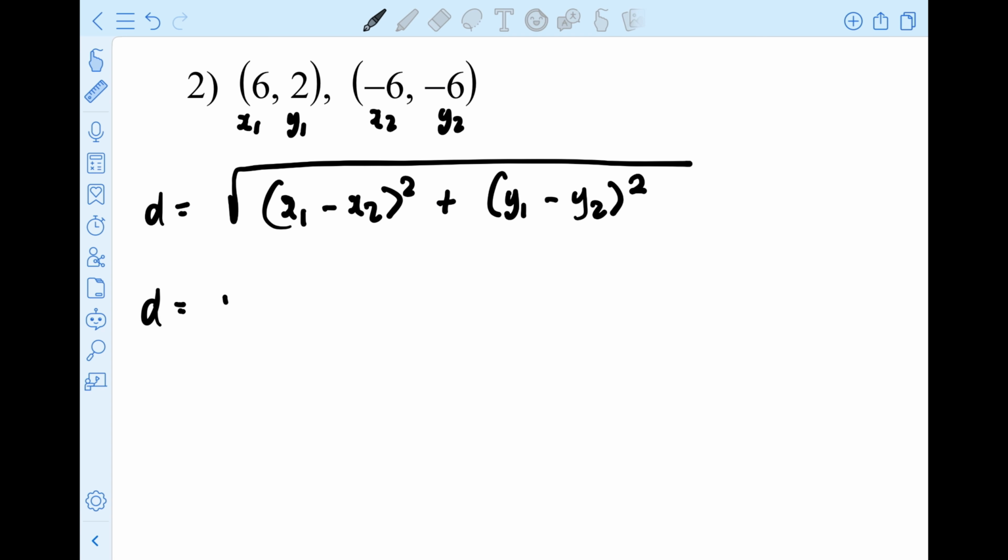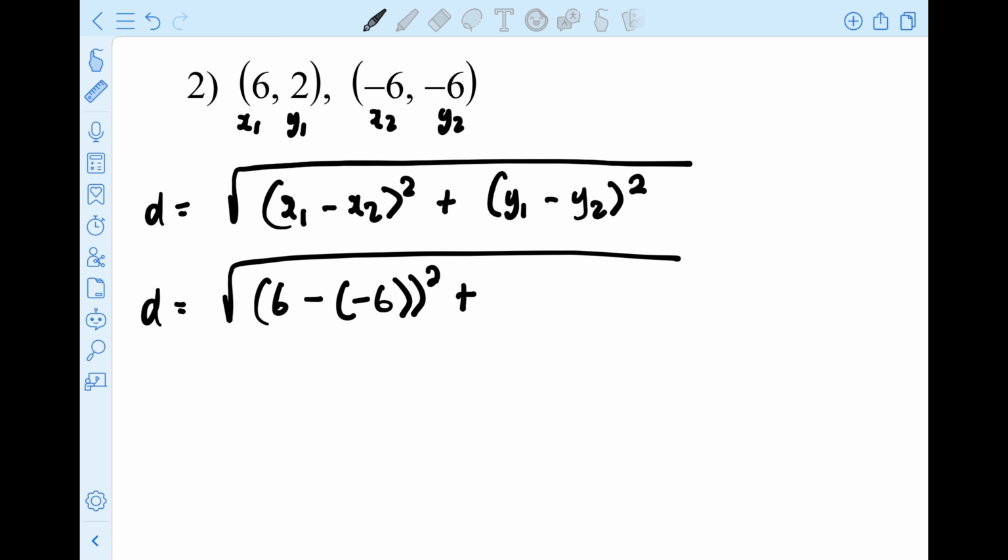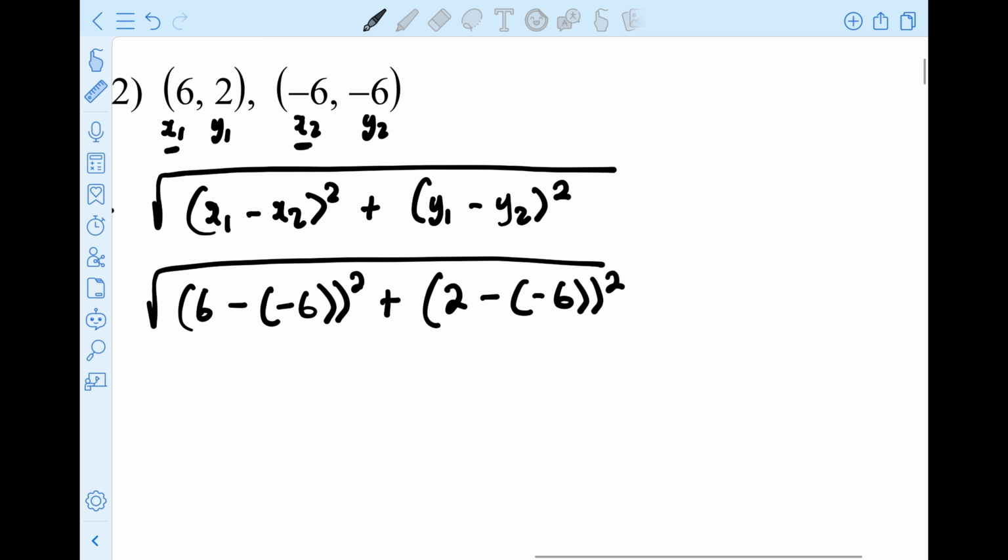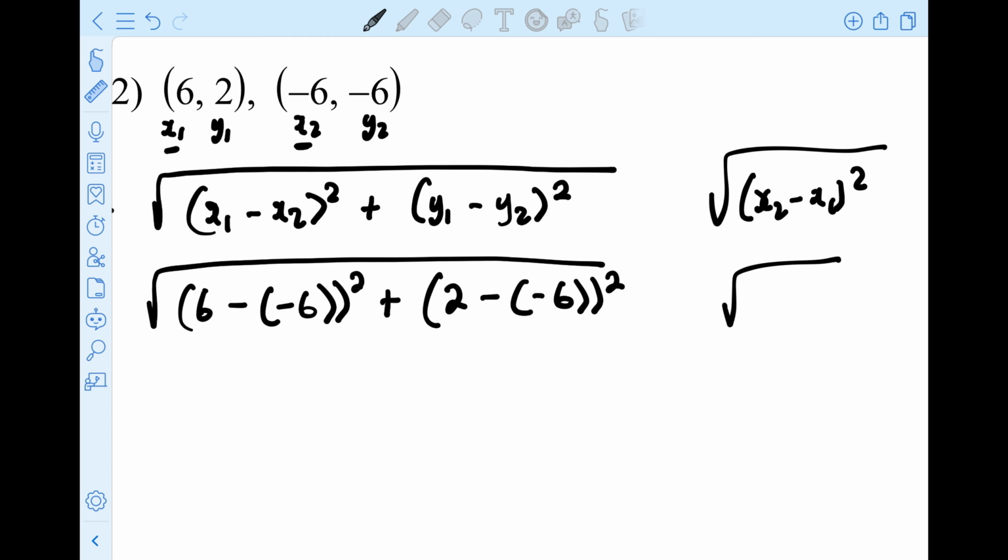So distance will be equal to, let's go with 6 minus negative 6 squared, right? x1 minus x2. Then we're going to go with 2 minus negative 6 squared again. Now, if I were supposed to do it the other way around, just want you to look at this. If I were supposed to do x2 minus x1 squared, what would that look like? Well, I don't need the square root. I just want to show you guys something here.